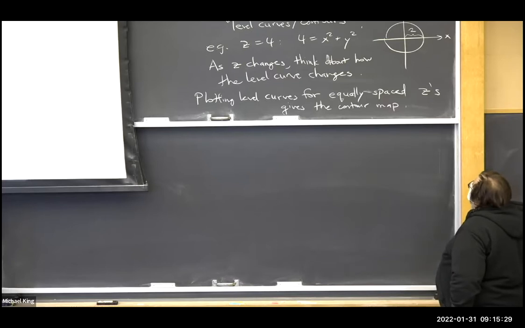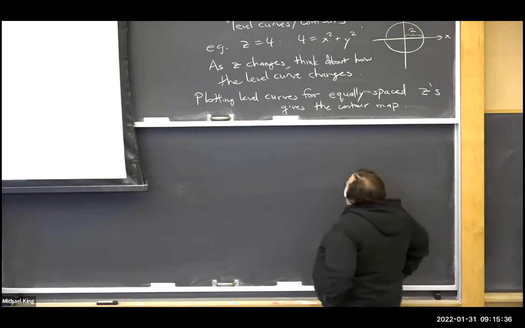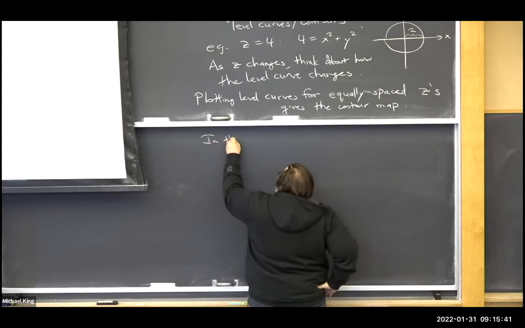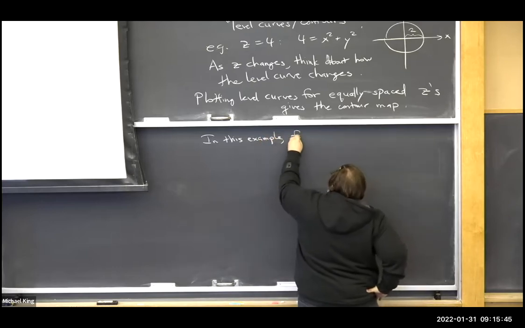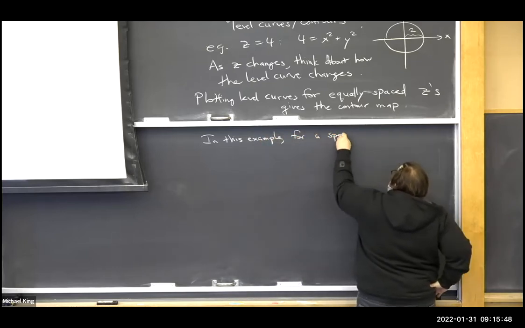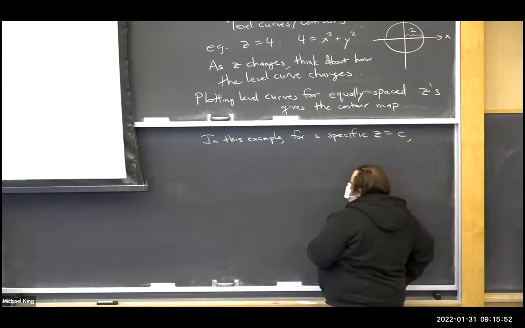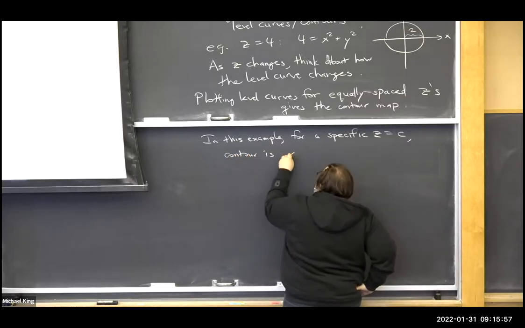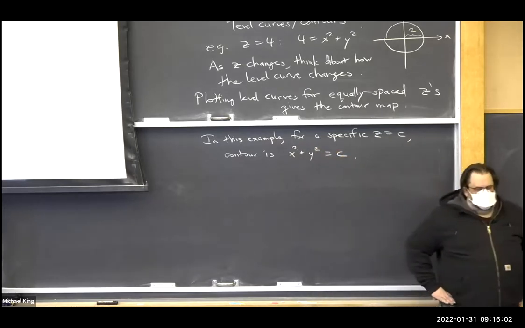Right, so I'm gonna look at this example and a similar example and compare them. For a specific z, maybe sometimes we would say z equals C, the contour or the level curve is x squared plus y squared equals C. What is that geometrically?